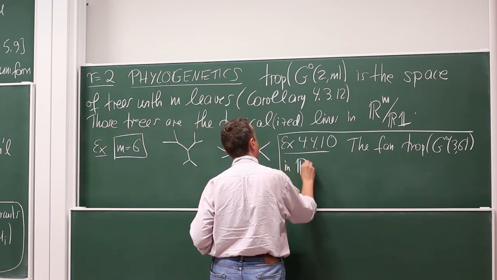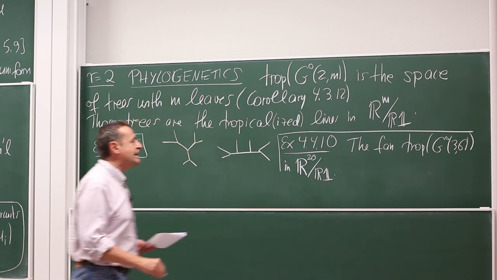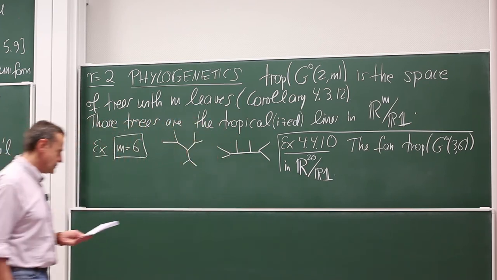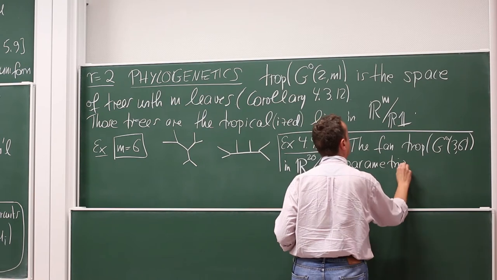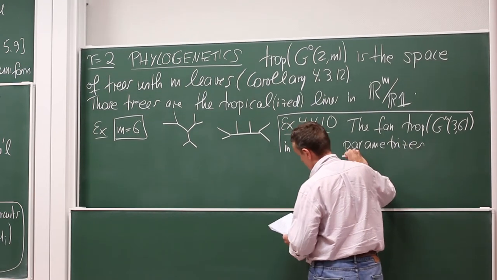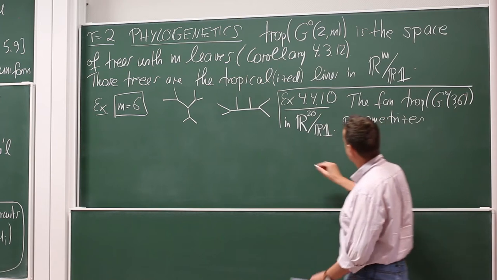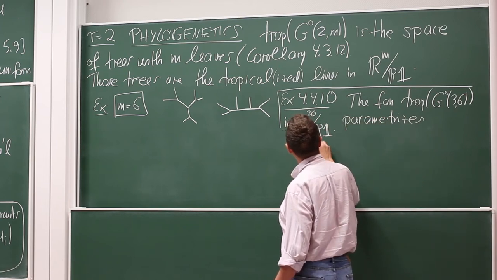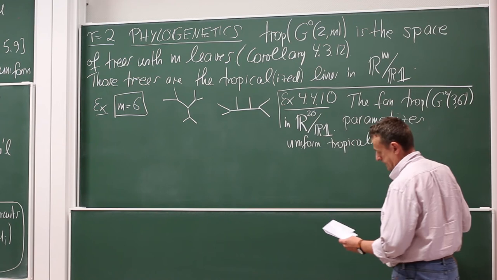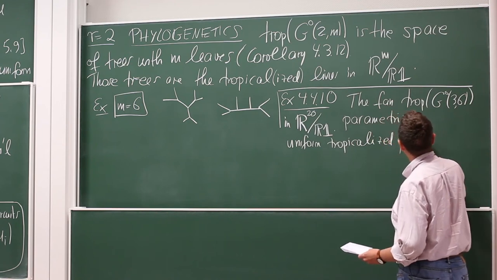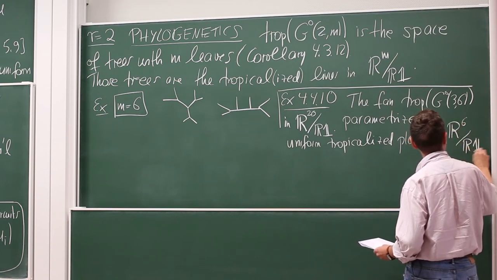And this fan lives in R^20 mod R1, this 19-dimensional ambient Plücker space, where 20 is 6 choose 3, and according to the theorem over there, this parametrizes the uniform tropicalized planes in this ambient 5-dimensional space.